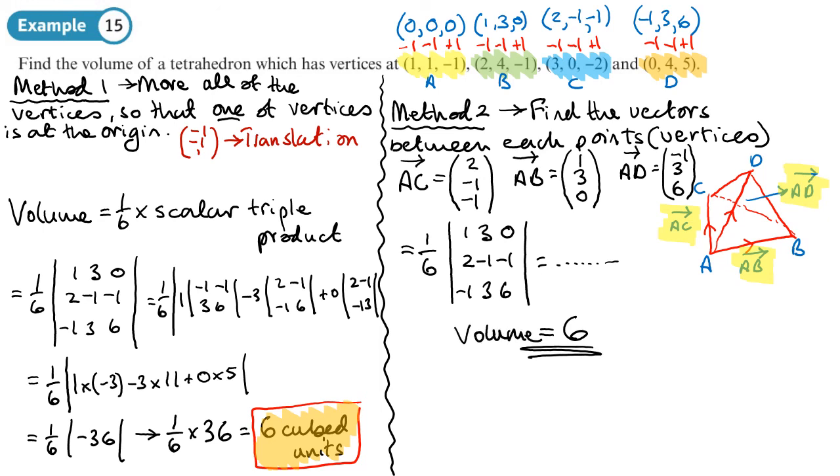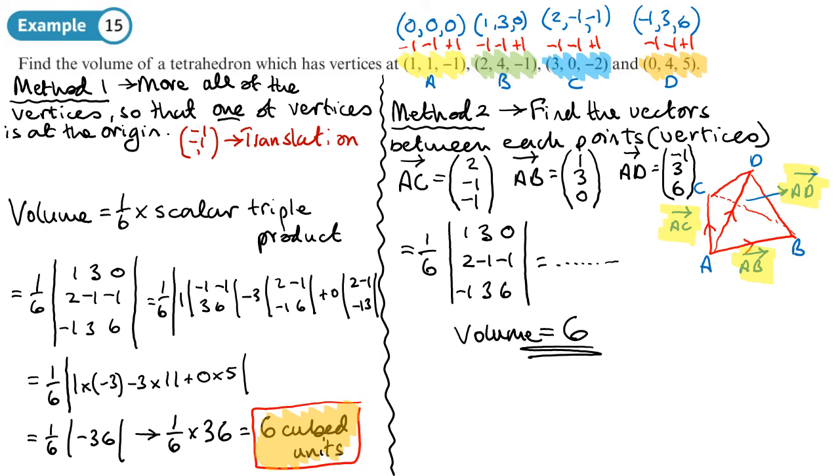So you can use either method. One method is to use a translation to move one of the vertices to the origin and then apply the translation to the other vertices, or work out what the vector is between each of the, well, not 3 of them, but pick one vertex. So I picked vertex A, and find the vector between A and the other vertices. So AB, AC, AD. We don't need BC, yeah? So we just pick a vertex.